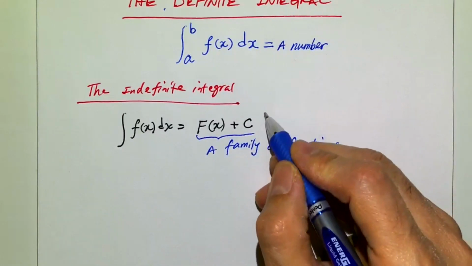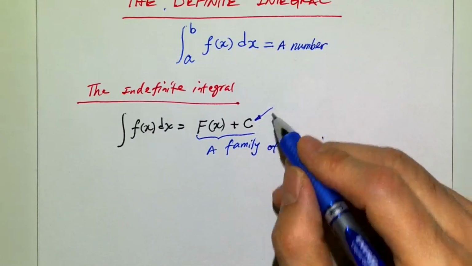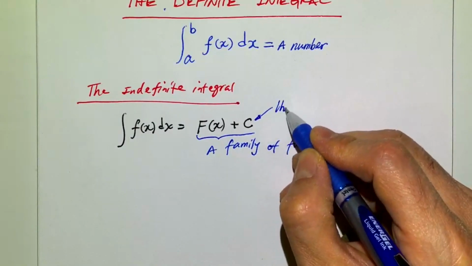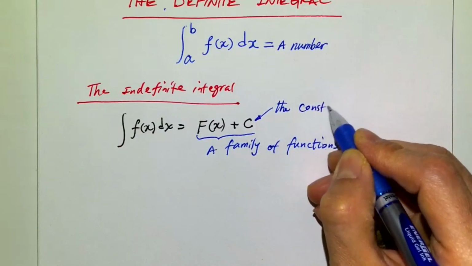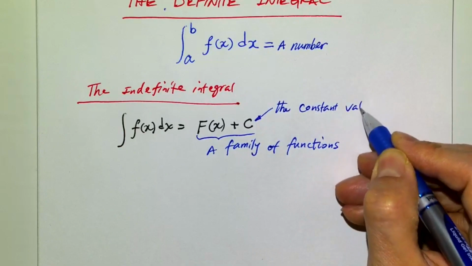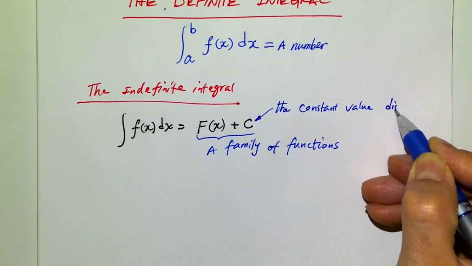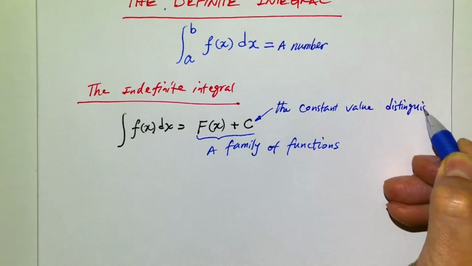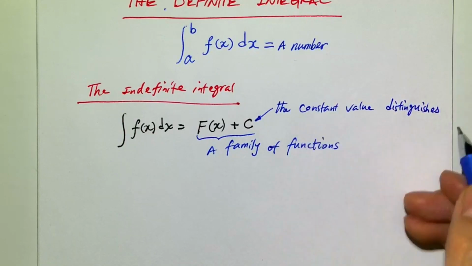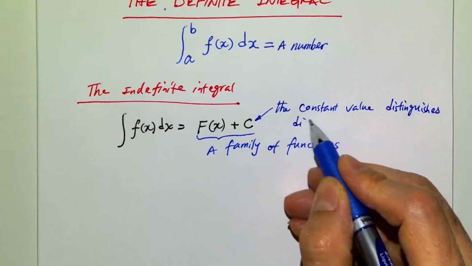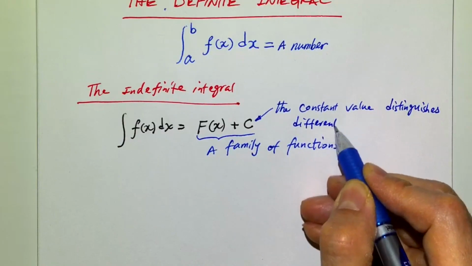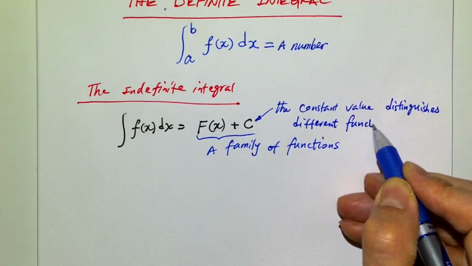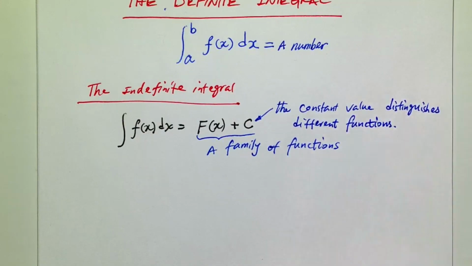So let's just make a note of that. So here, the constant value distinguishes different functions among this family of functions.